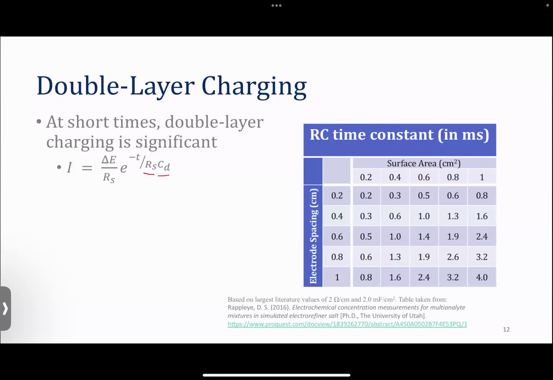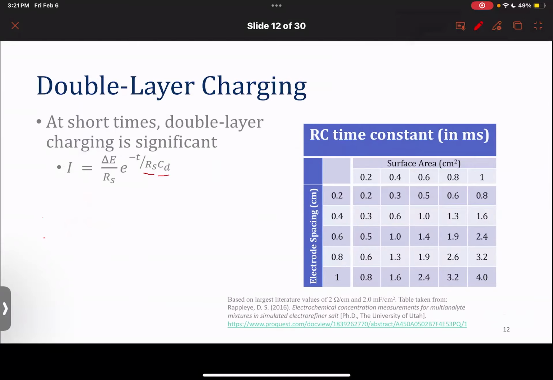However, double layer charging is also related to surface area. And the higher my surface area, the higher my capacitance is at that electrode-electrolyte interface. This table here on the right shows how your RC time constant changes in milliseconds as your electrode spacing and your surface area change. As you get to high surface area electrodes with wider electrode spacing, you get higher RC time constants. What does this look like?